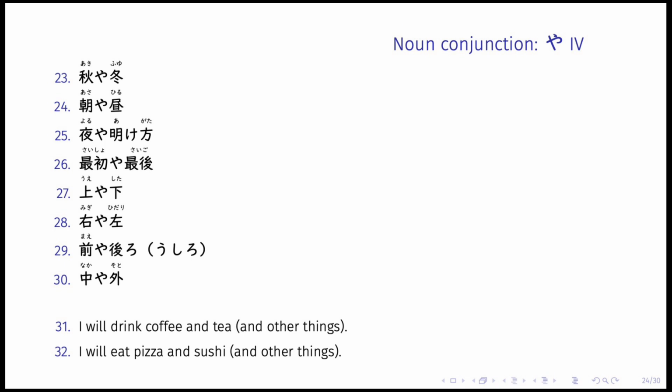朝と昼。Morning and lunchtime. 夜と明け方。The night and dawn. 最初と最後。The beginning and the end. 上と下。Up and down. 右と左。Right and left. 前と後ろ。Front and back. 中と外。Inside and outside.